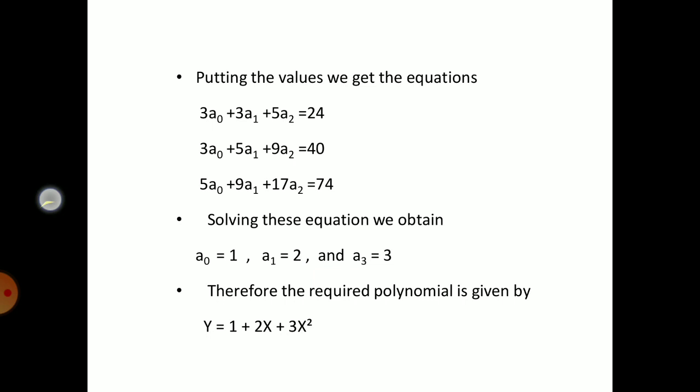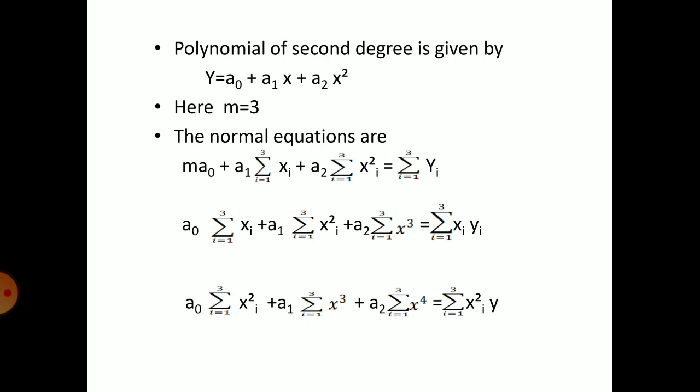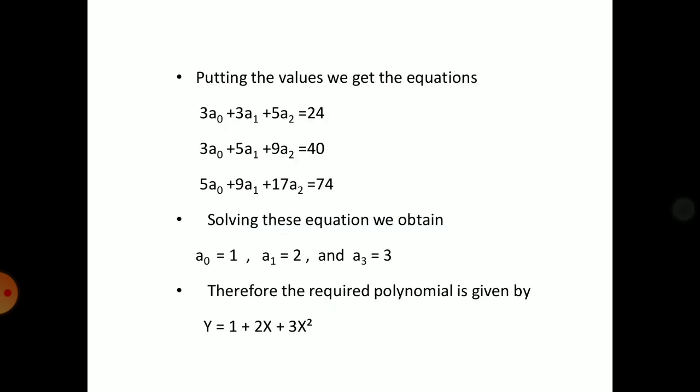And therefore putting these values of a0, a1 and a2 in this polynomial of second degree, we get the polynomial y is equal to 1 plus 2x plus 3x square. This is the equation which is to be fitted.